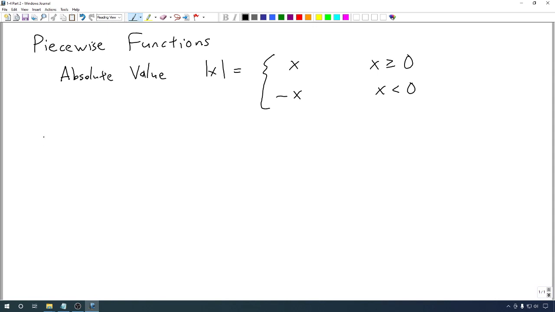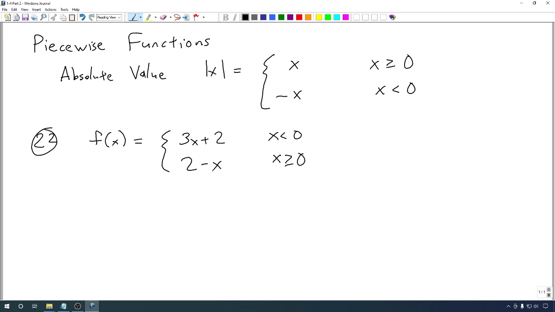Let's look at an example of this. Let's look at problem 22. Here we have f of x is equal to two pieces. The first piece, when x is less than 0, we have 3x plus 2. When x is greater than or equal to 0, we have that f of x is 2 minus x.